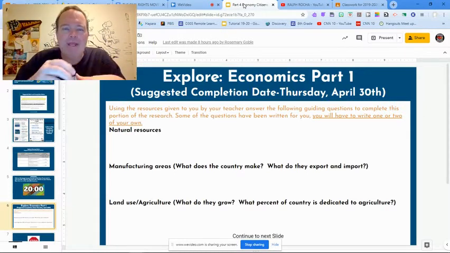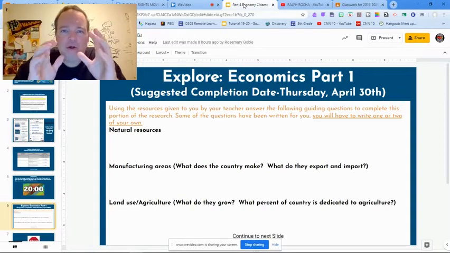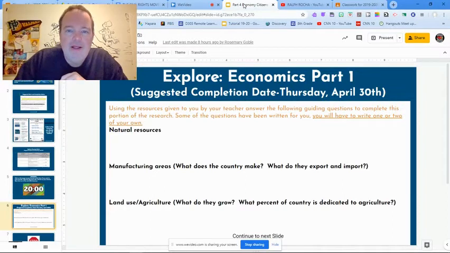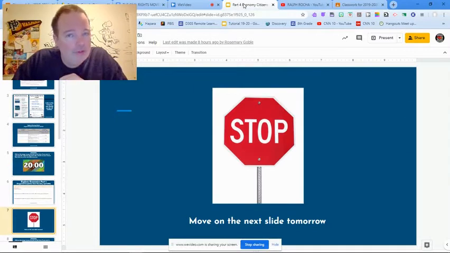Okay, again, these should be in those sites. If not, go to the country site or ask me for permission. So those are the 3 things there. Check your notes from our economy unit if you don't remember these things. Then stop. Don't go to the next slide until tomorrow. Okay?